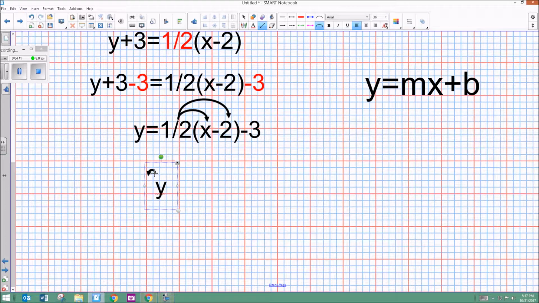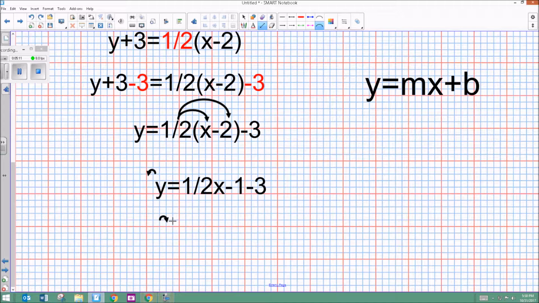We'll get y equals, what is 1/2 times x? It's 1/2 x. Minus, what is 1/2 times 2? Well, that's just 1. So it's a minus in front of it. Now with the parentheses gone, I can bring down my minus 3. And of course, we can simplify this part. Minus 1 minus 3 is just minus 4.